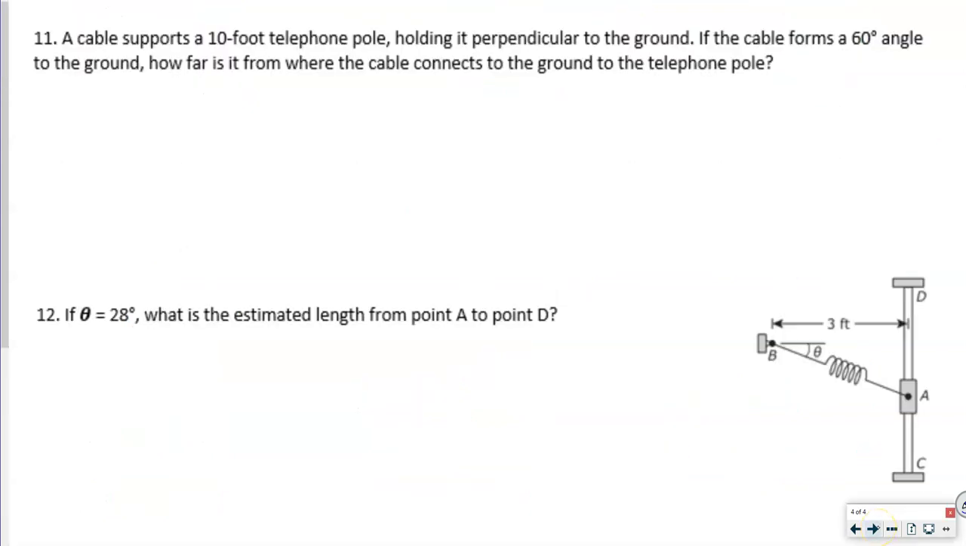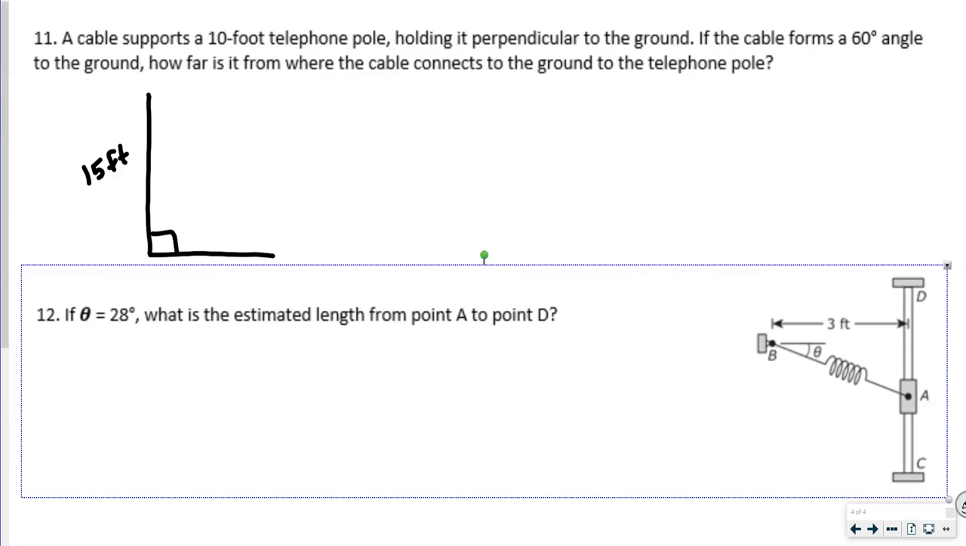All right, our next three problems are word problems. So it says a cable supports a 15-foot telephone pole. So we got a 15-foot telephone pole, and it's perpendicular to the ground. So that means our ground is here, right? And it says if the cable forms a 60-degree angle to the ground, so here's our cable, right? And that means this is going to be 60 degrees right there, okay?